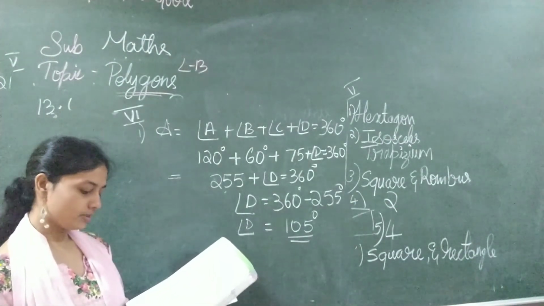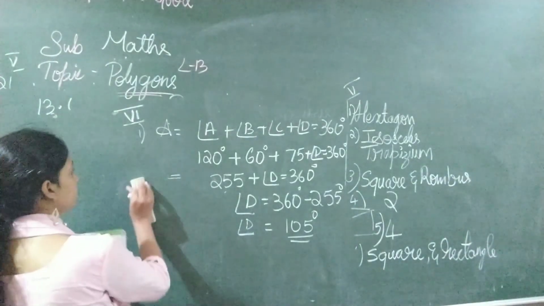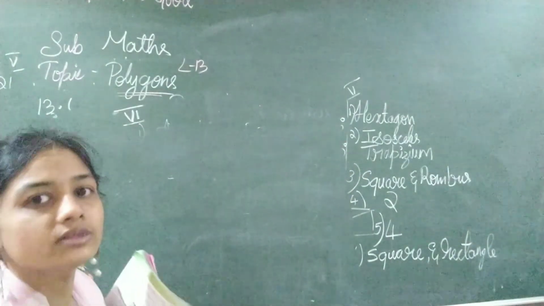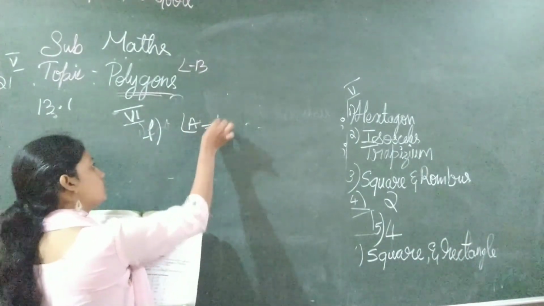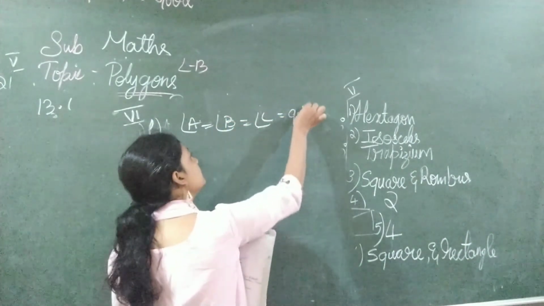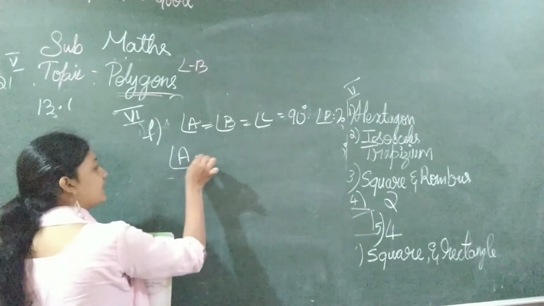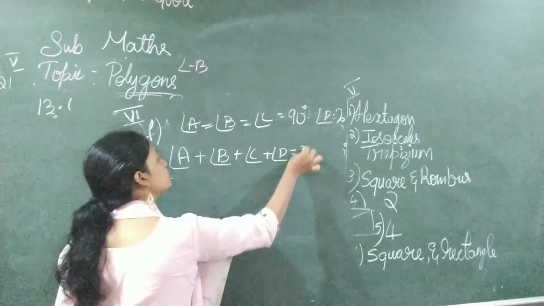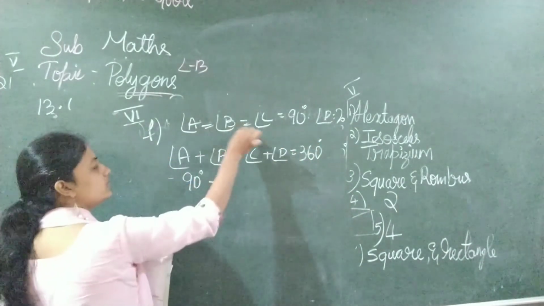So there is some special word given in the F question. So let me try that out for you. So let's all see F question. You have angle A is equal to angle B is equal to angle C is equal to 90 degree and you should find angle D. So first statement, angle A plus B plus C plus D is equal to 360. So all the angles are equal to 90 degree. That is what is given here.